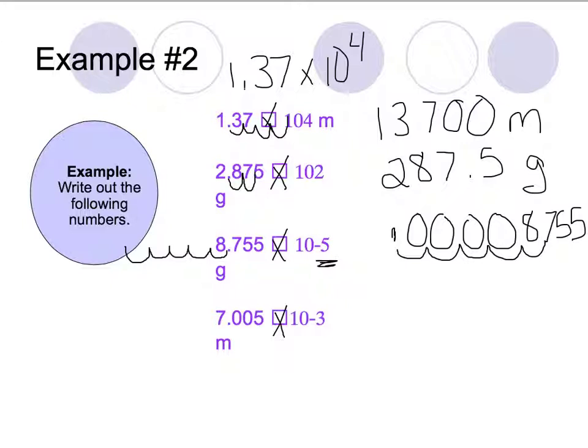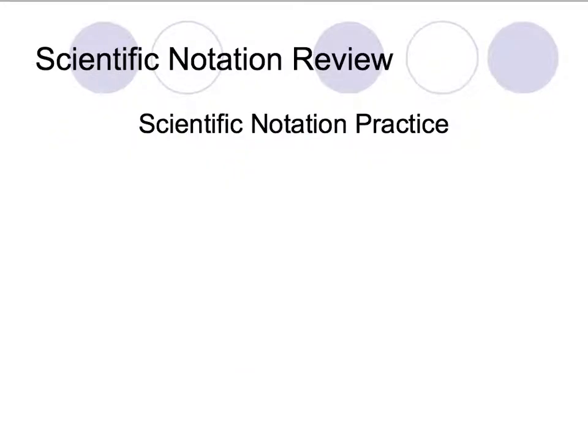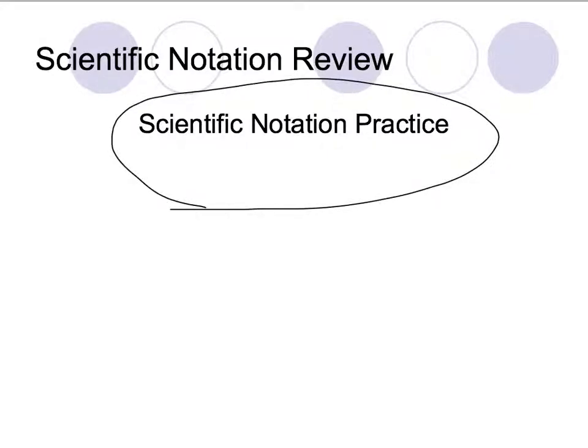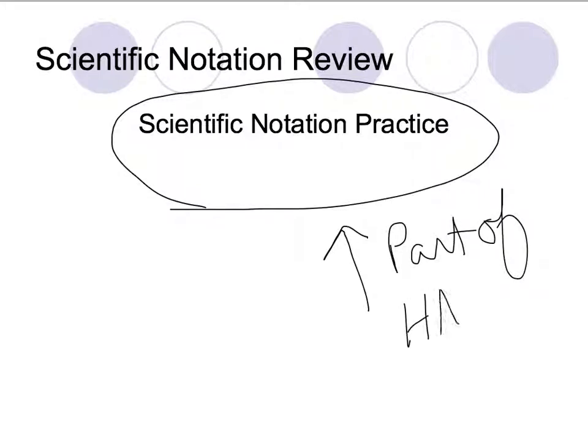And the next one, also less than 1. So zeros are going to come before the 7. We'll go 1, 2, 3. So it becomes 0.007005. All right, so that's scientific notation in a nutshell. Go online and go to this PowerPoint. You can click on this little thing right here that says Scientific Notation Practice. It's going to take you to a website. And in fact, this will be part of your homework. Woohoo! All right, so that's one way you can practice some scientific notation on your own.